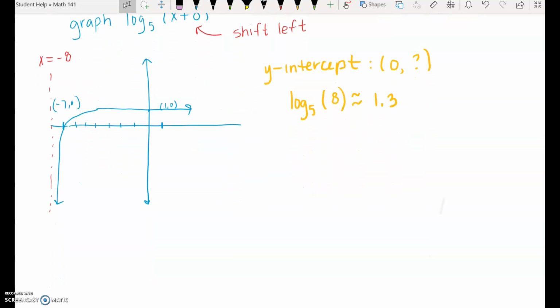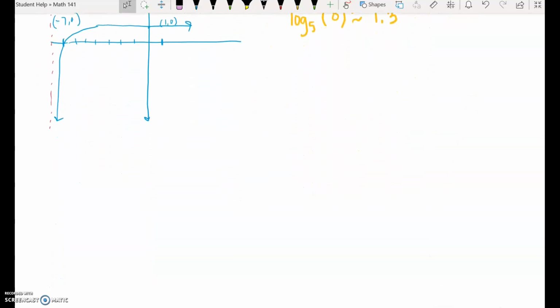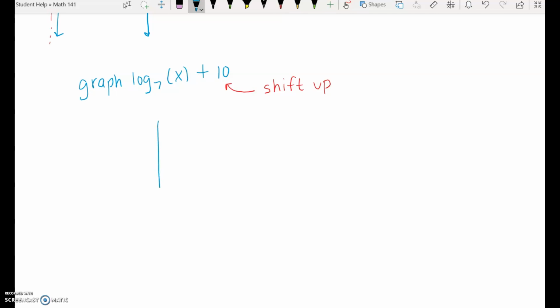Right? For my third example, I'll do log base 7. And this time we'll put a plus 10 outside the parentheses. When we've got something outside the parentheses, we know that that's going to shift the entire graph up by 10 units. So in this case, the point that was at 1, 0 is going to go up to 10, 0. Or, no, 1, 10.